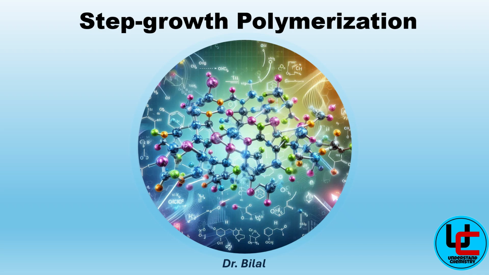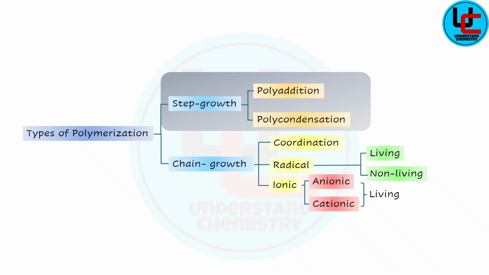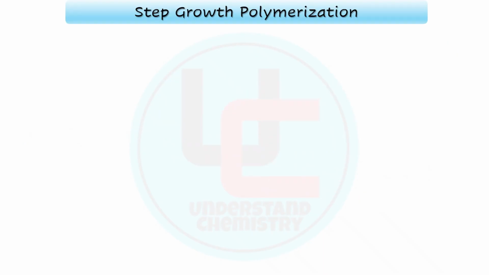Bilal. In my last video, I explained various polymerization methods focusing on the two major categories, step growth and chain growth polymerization, and explored the major differences between them. In this video, I will comprehensively cover one of the most significant polymerization methods, the step growth polymerization. This method comprises two types, polyaddition reactions and polycondensation reactions. So let's begin with the key characteristics of step growth polymerization.